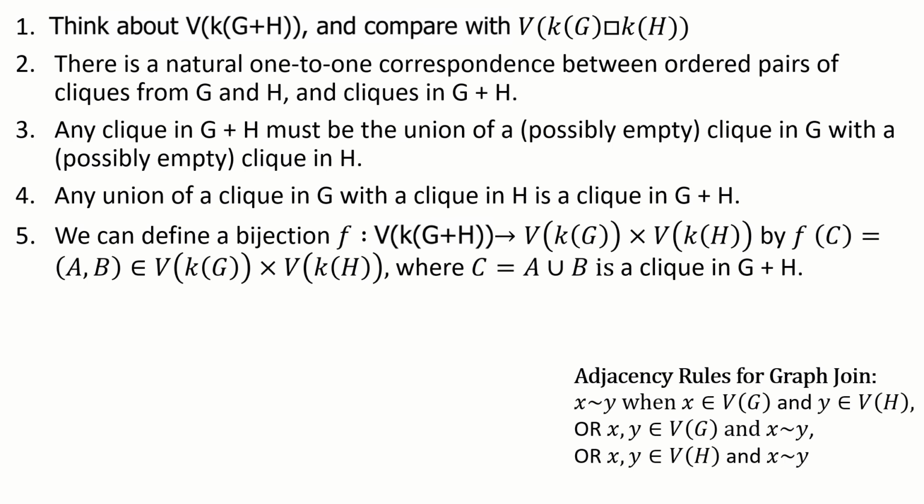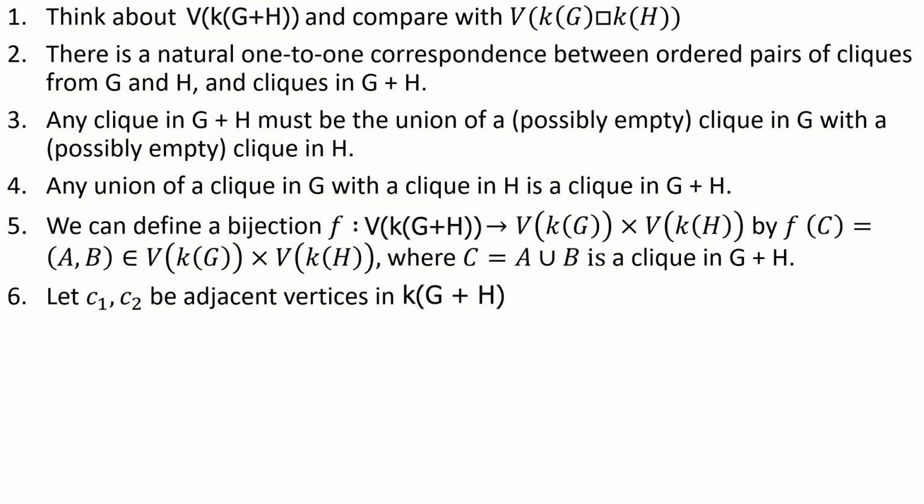This is promising because in order to show that for all G and H, the Cartesian product of K of G and K of H is isomorphic to K of G join H, we only have to show that this correspondence preserves adjacency, which would make it a graph isomorphism. Let's consider an arbitrary pair of adjacent vertices C sub 1 and C sub 2 in the simplex graph of the join of G and H. Without loss of generality, suppose that C sub 1 is the larger clique of the two.